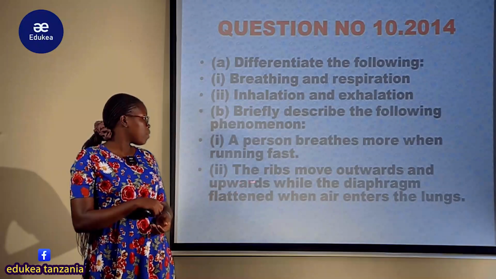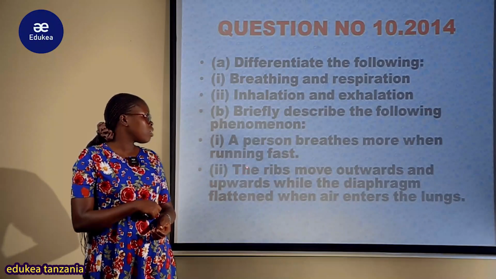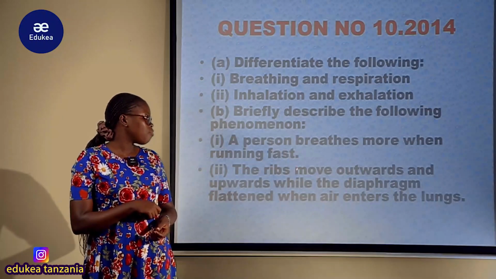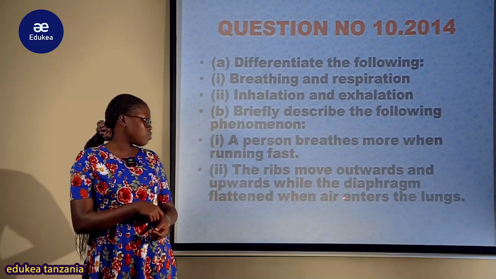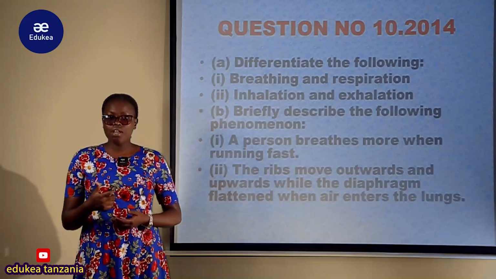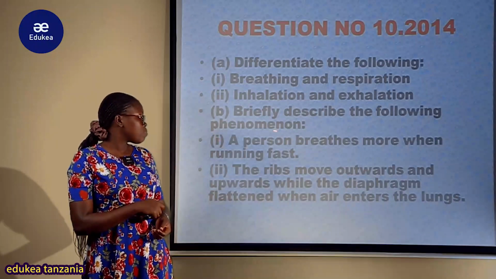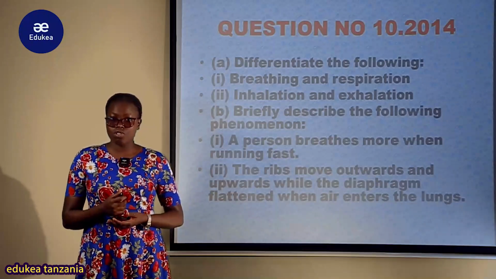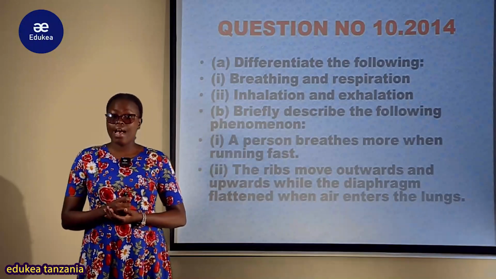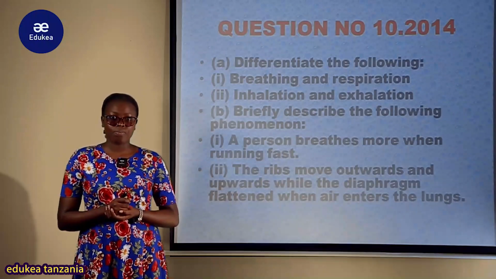Also, Roman B needs you to describe what happens when the ribs move outwardly and upward, where the diaphragm flattens when air enters the lungs. This question, number 10 Roman B, has been derived from the concept of gaseous exchange, during the mechanism of breathing: inhalation and exhalation.